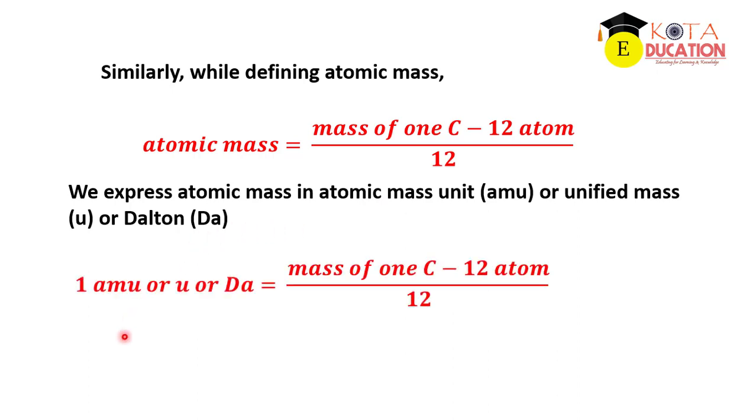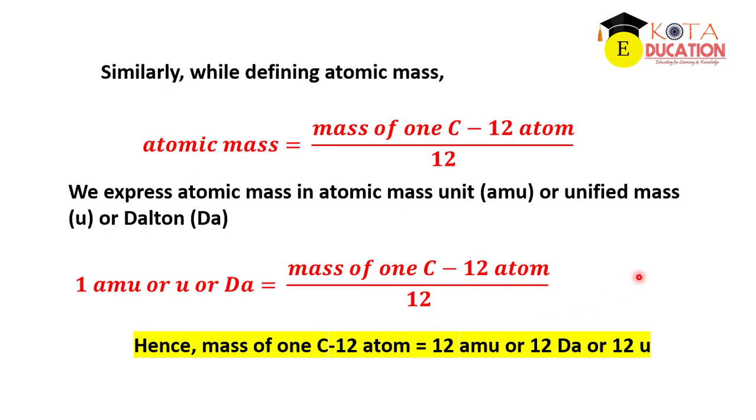So 1 AMU, atomic mass unit, or 1 unified mass, or 1 Dalton, is equal to the mass of 1 carbon-12 atom divided by 12. Hence the mass of 1 carbon-12 atom becomes 12 AMU, 12 Dalton, or 12 unified mass. These are the ways to represent the mass of 1 carbon-12 atom.